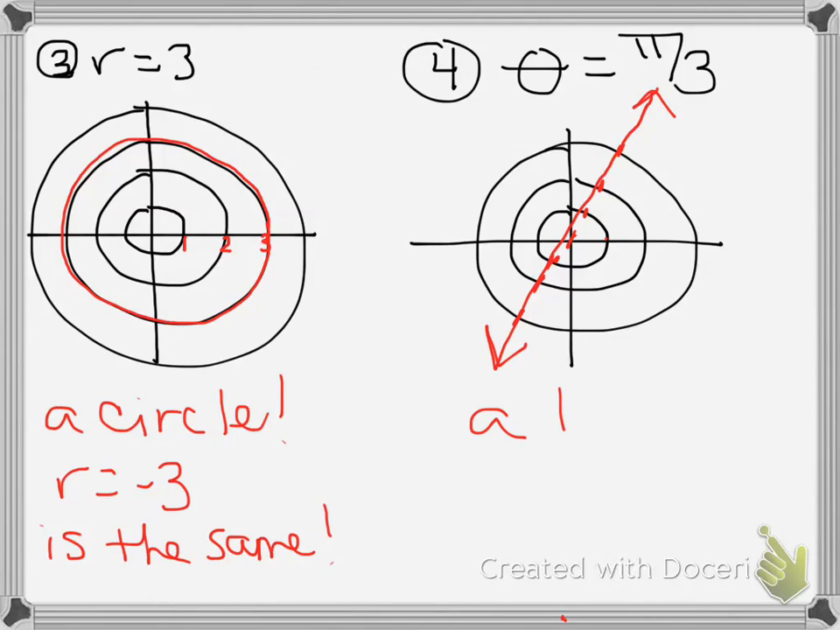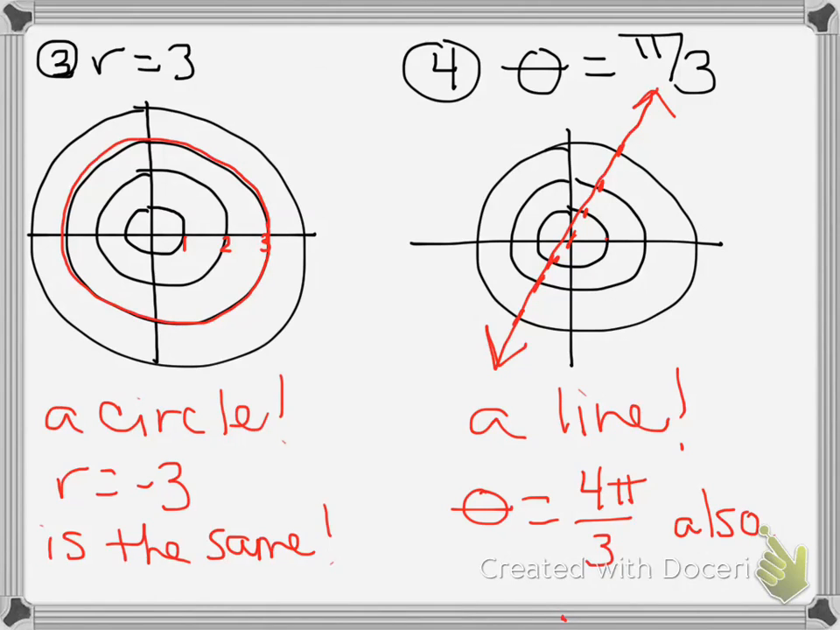It makes a line. Okay, so those are the shapes that r equals and theta equals by themselves make. And just like with theta equals pi over 3, another angle measure will give you the exact same graph. That other angle measure happens to be 4 pi over 3. Okay, so hopefully you're feeling okay with r equals and theta equals.